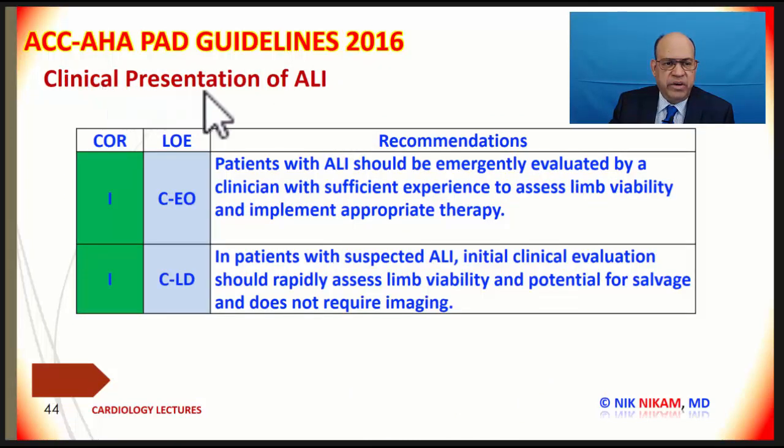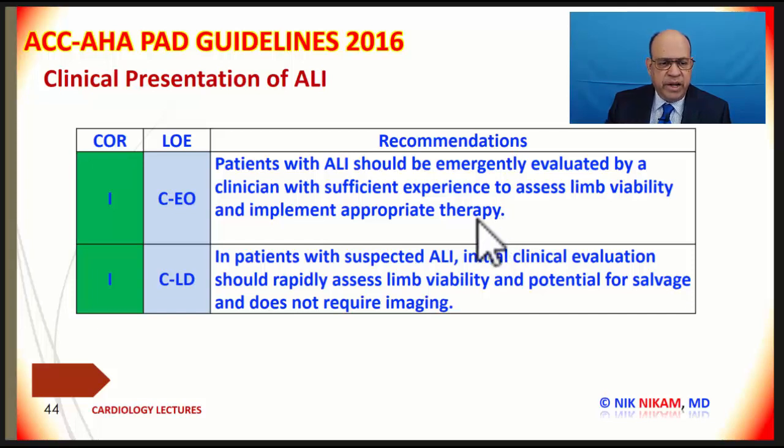Clinical presentation of acute limb ischemia. Patients with acute limb ischemia should be emergently evaluated by a clinician with sufficient experience to assess limb viability and implement appropriate therapy. So this becomes a medical emergency. If you are a primary care doctor or a cardiologist seeing this type of patient in your office, the best thing to do would be to refer them to the emergency room where further testing such as ultrasound, duplex scan or a CT angiography can be done to determine the degree of peripheral vascular disease and implement appropriate treatment as soon as possible.